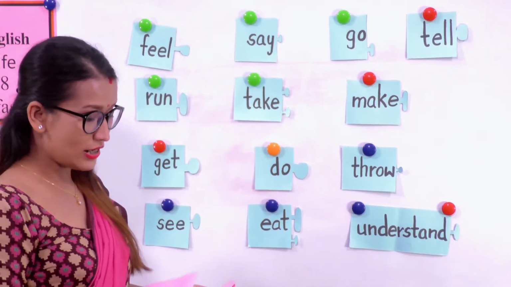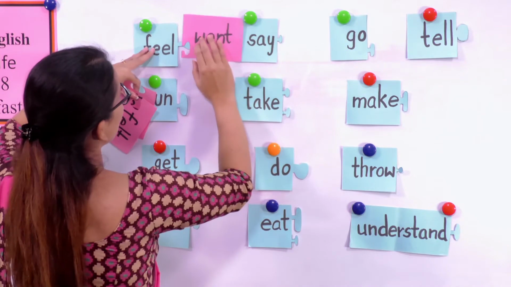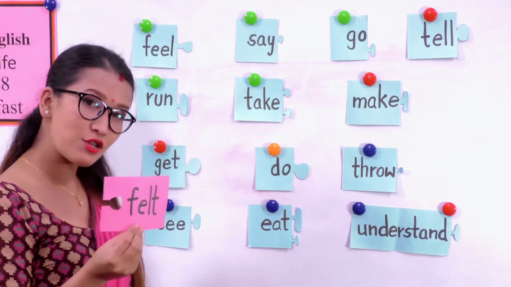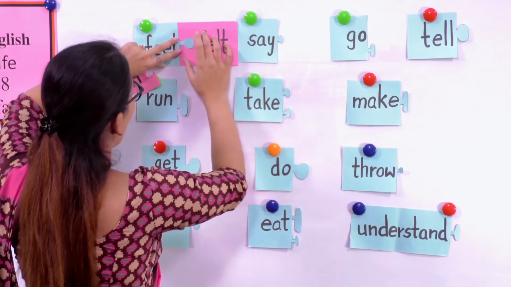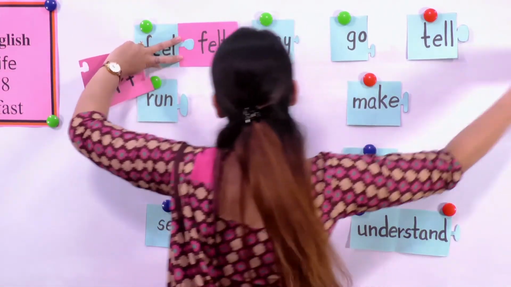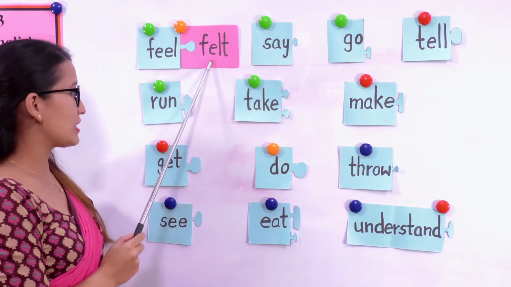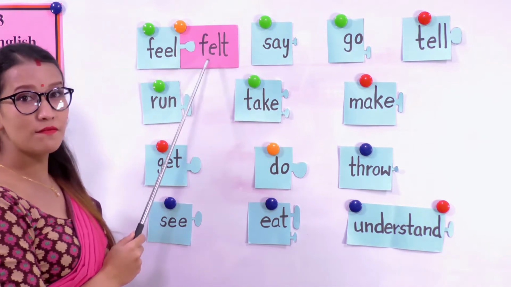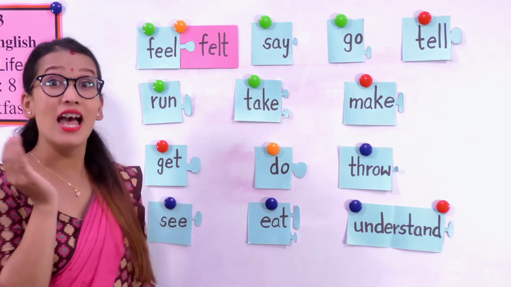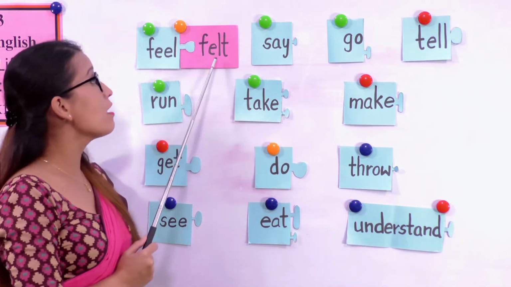Now, let us go here and see this word. Let me put it here. Does it match? No, it doesn't match. So, the last word. Can I match? Let's check. Does it match or not? Yes, of course. It matches. So, what is the past tense? Feel, felt. Say one more time. Feel, felt. I feel happy today. I felt sad yesterday. I felt happy yesterday. Today I feel. Yesterday I felt.